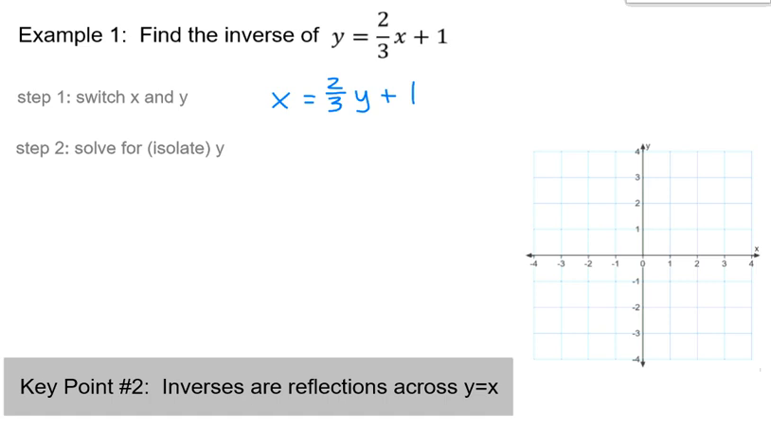What we do then is isolate y, or solve for y, however you'd like to say it. So in the process of solving for y, I'm going to subtract 1 from each side of the equation. Now the next thing I'm going to do is optional, but if you like having y on the left side, you can just rewrite your equation like so. And then I'm going to multiply both sides of the equation by 3/2 to undo the multiplying by 2/3.